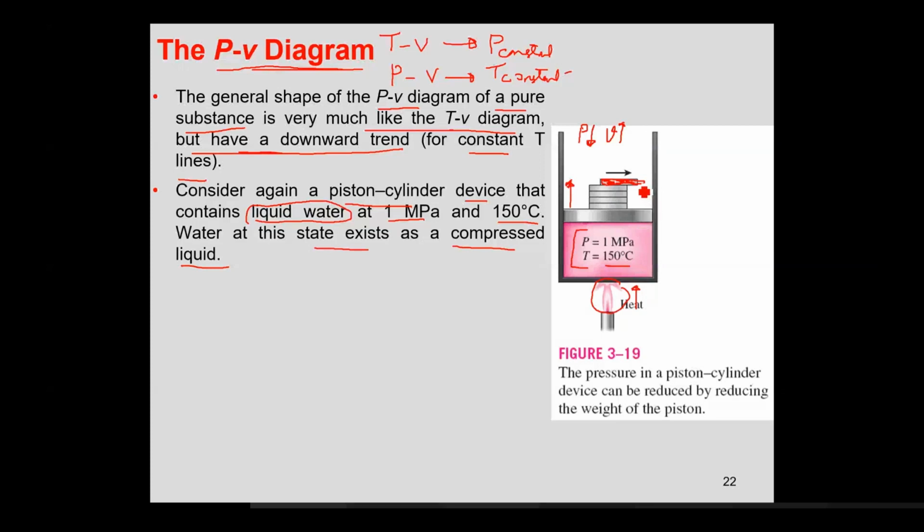All right. So if you remember the temperature specific volume diagram, in those cases, if you increase the temperature, your specific volume was increasing. But in the case of pressure, you are decreasing the pressure and your specific volume is increasing. Clear? All right. So you continue decreasing the pressure and your specific volume continues to increase.